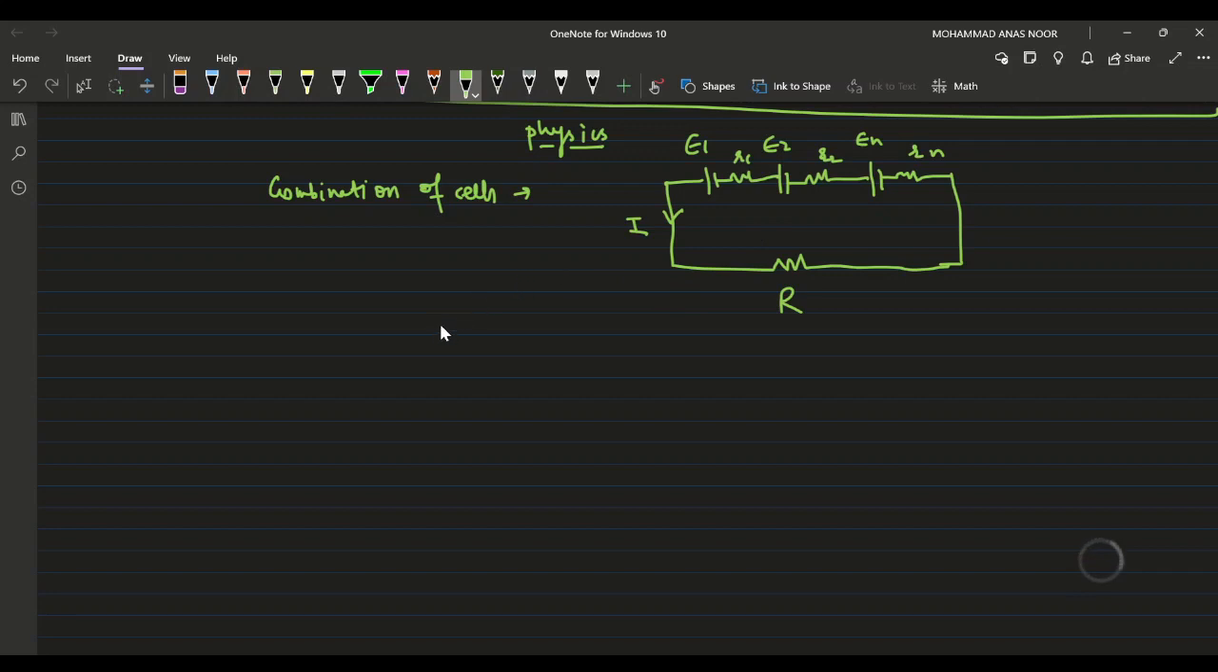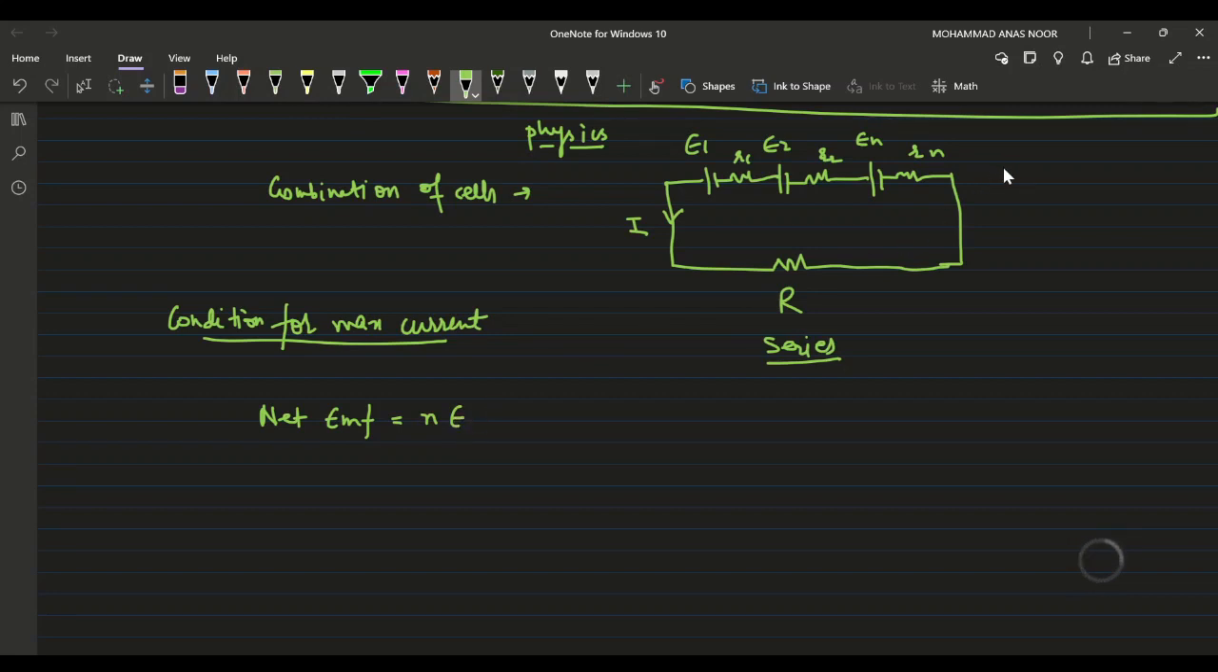So to do that, let's write the heading: condition for maximum current. So this is the series combination, right? In series, what will happen? What will be the net EMF of all the cells? They are connected in series, so they'll add up. So that will be n times E.